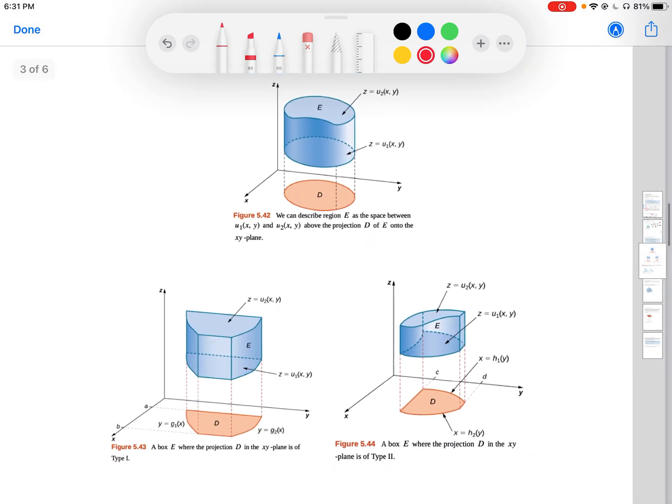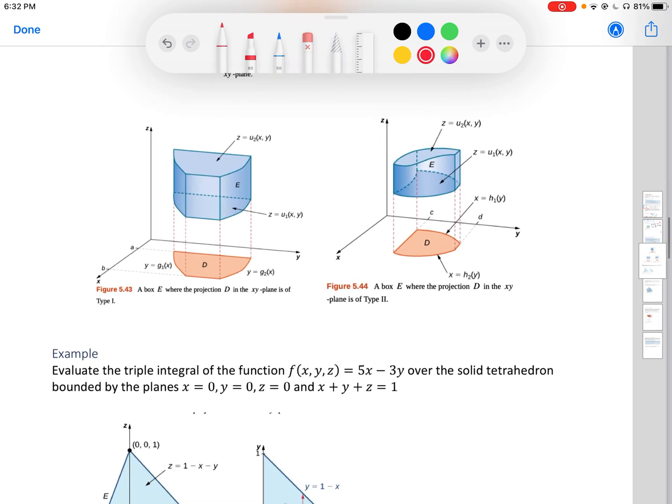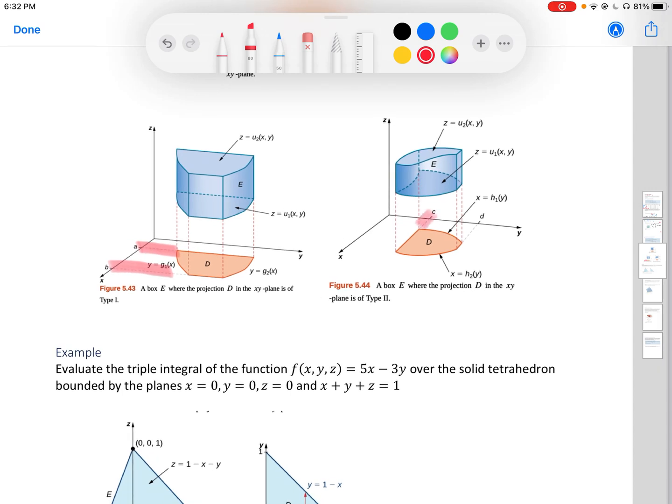Now here, it varies on your perspective. So figure 5.42 shows the region of your bounded area for some z. And then you see here that it can vary whether you want to do type 1 because it's reading from your x-axis, or if you want to do type 2 because it's in terms of your y coordinates or your y argument.